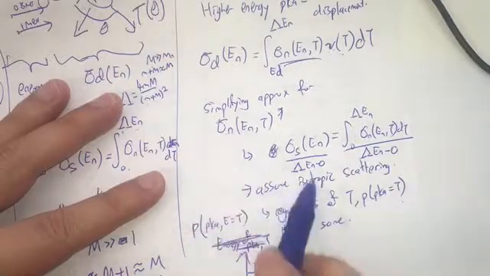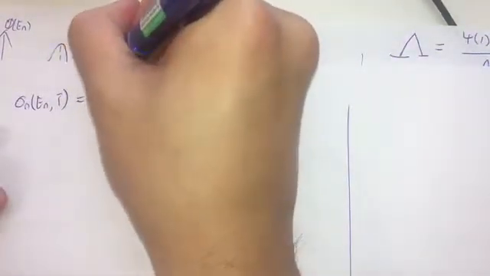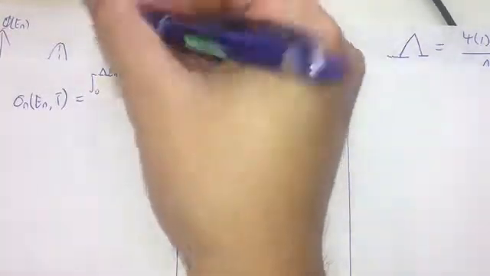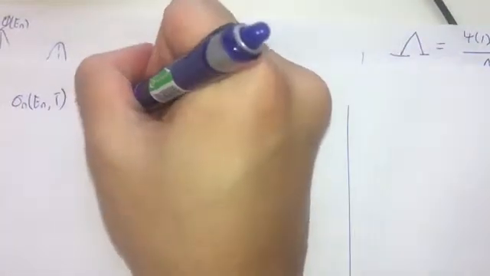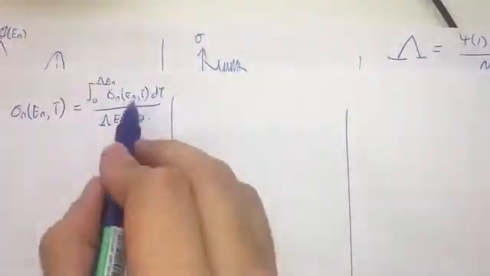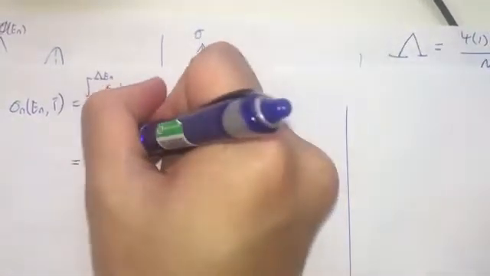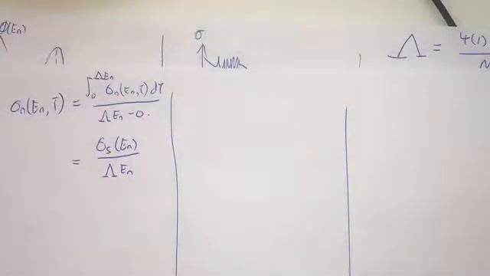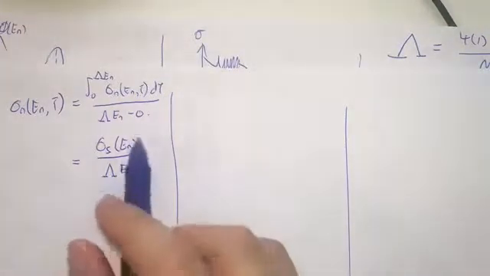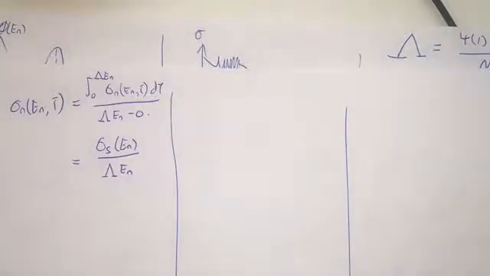Okay, so let's write this down in a more formal, neater looking way. Sigma_n(E_n, T) equals the integral from 0 to lambda E_n of sigma_n(E_n, T) dT over lambda E_n minus 0. And since this is a scattering cross-section, the result is just sigma_s(E_n) over lambda E_n. Now we have something much more palatable and we can work with it, and it's independent of the energy transferred to the PKA, T.